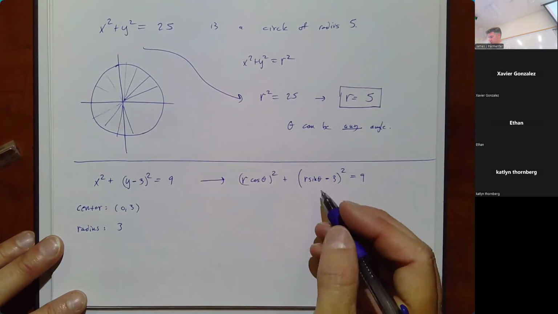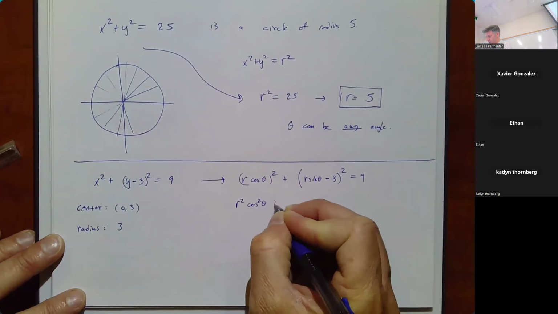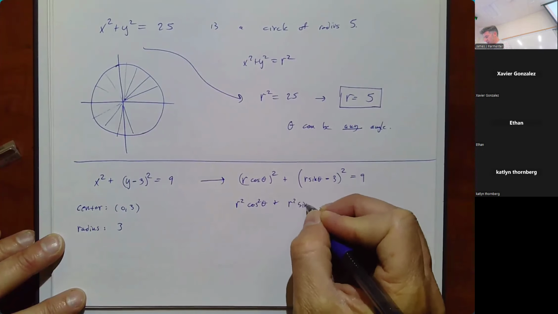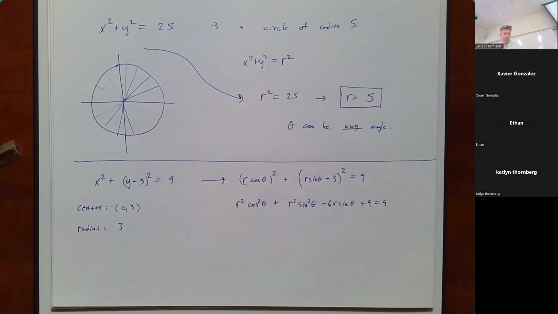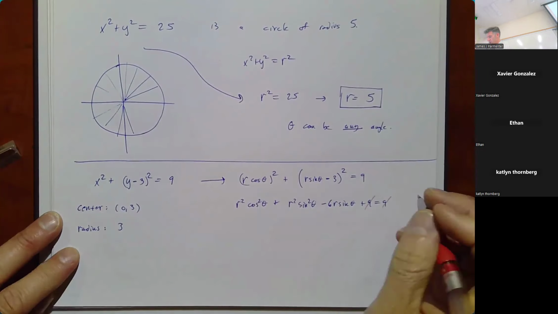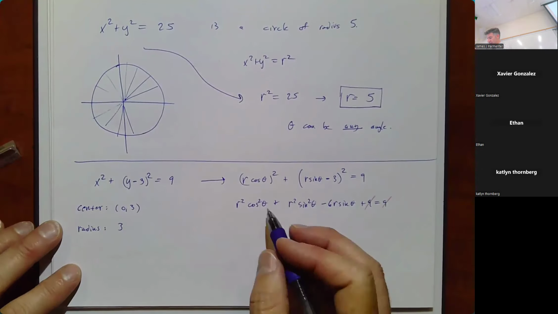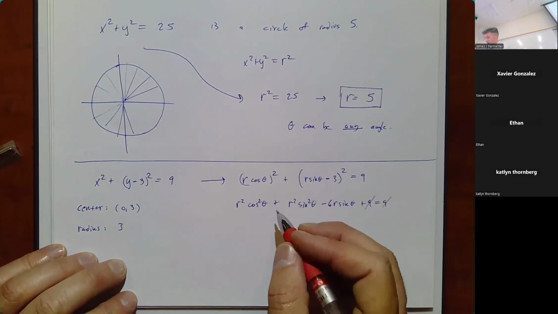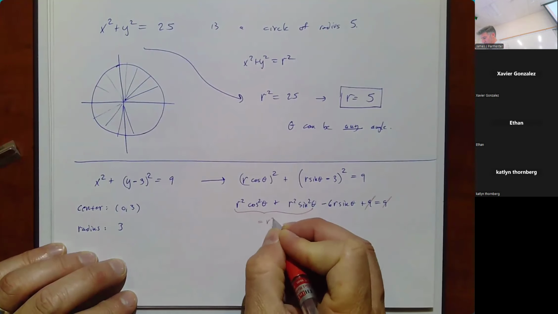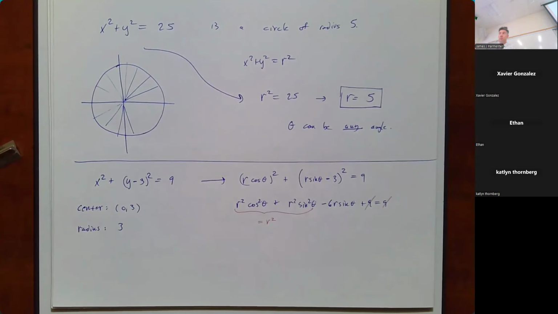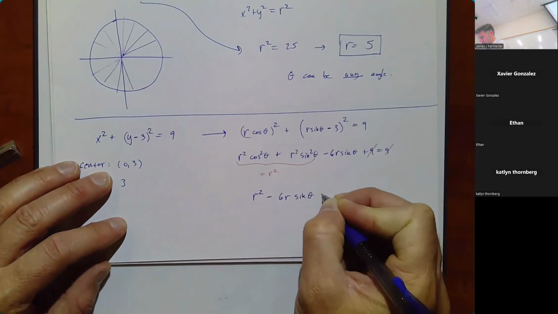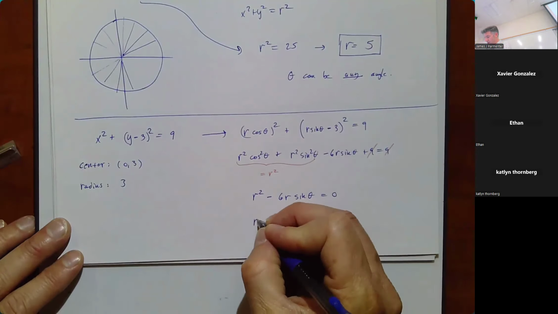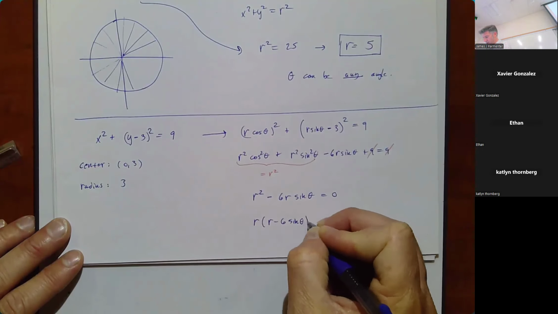So we're going to multiply out this part here. We're going to get r squared cosine squared theta plus, this foils out as r squared sine squared theta minus 6 r sine theta plus 9 equals 9. We can cancel the 9s. And from the rest of this, I see an r squared cosine squared plus r squared sine squared, that's just equal to r squared. So what we have now is r squared minus 6 r sine theta equal to 0. We factor out an r, we have r times (r minus 6 sine theta) equal to 0.